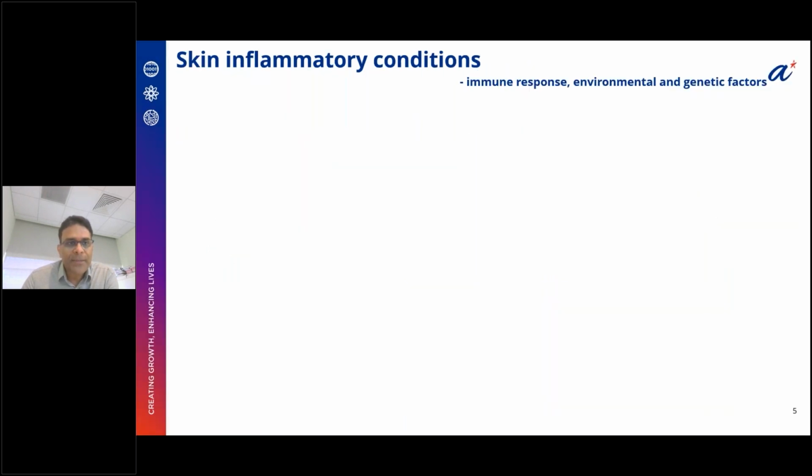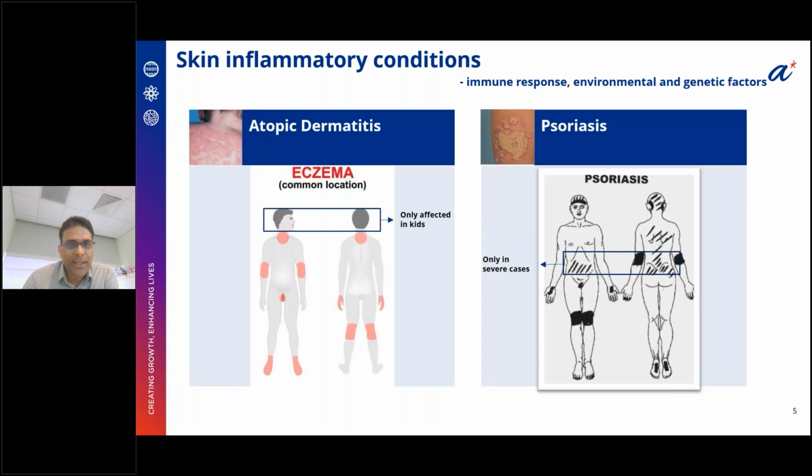Since our focus is on skin inflammatory conditions, these are basically immune responses driven by environmental and genetic factors. So here, what are the differences or features of psoriasis and eczema? This skin condition is most prevalent in most parts of the body, especially in kids. It mainly affects the head region, and the spread of psoriasis depends upon the severity, and accordingly it will be prolonged in different parts of the body.